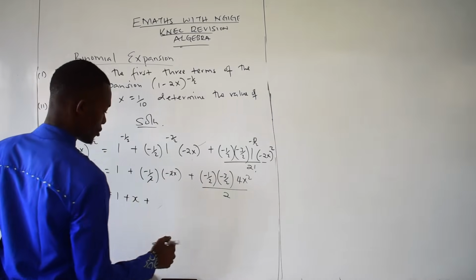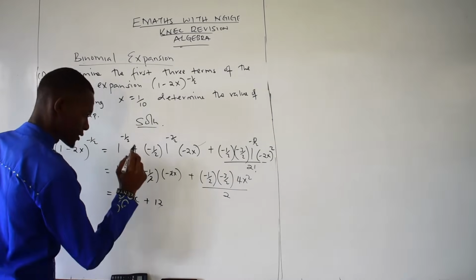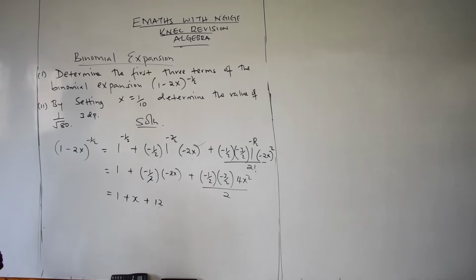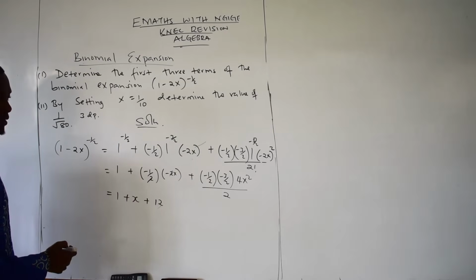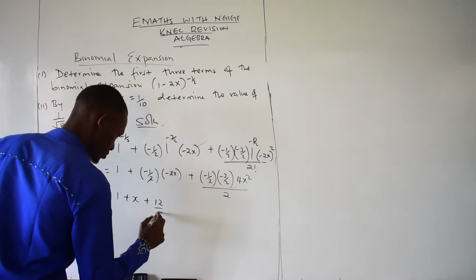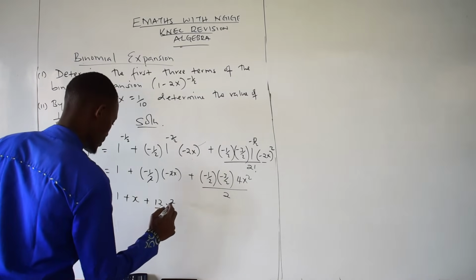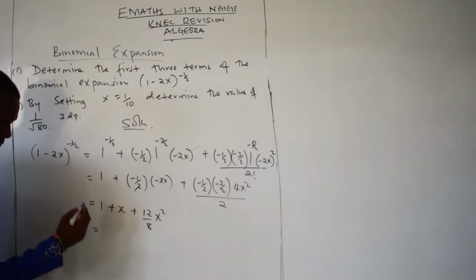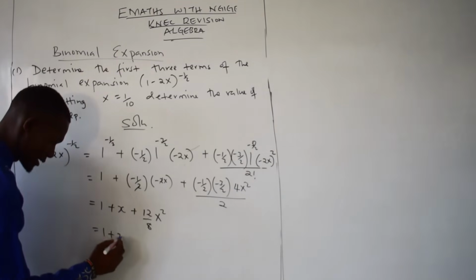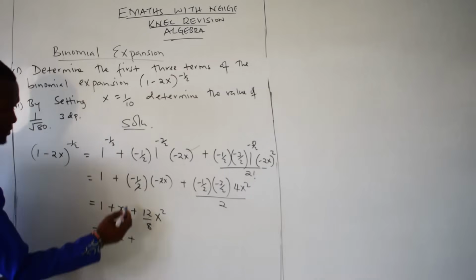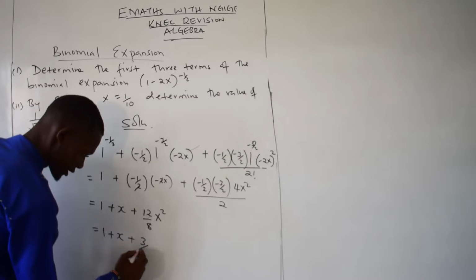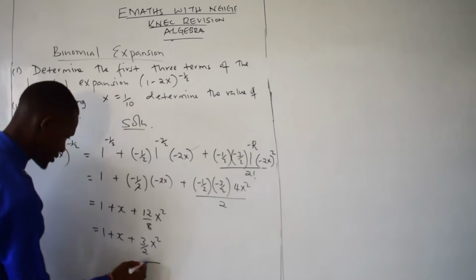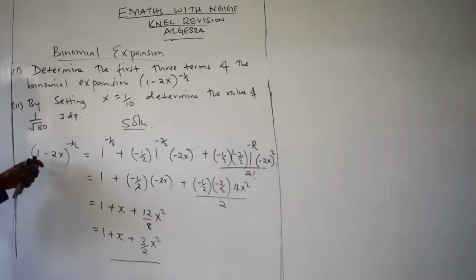Then you have 3 times 4, which gives you 12. That is the numerator. Then 2 times 2 times 2 gives you 8. So over 8, then x squared. So we have 1 plus x, then plus, cancelling by 4, by 4 goes 3, then 2x squared. So that is the expansion for (1 minus 2x) raised to negative a half.